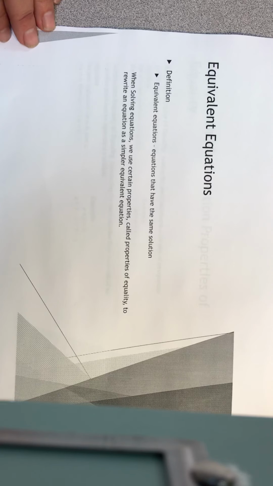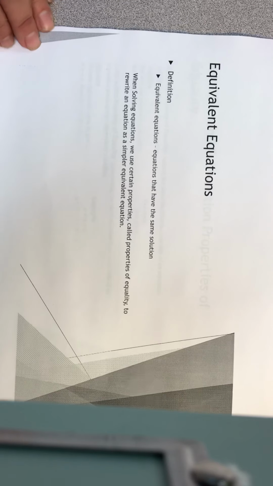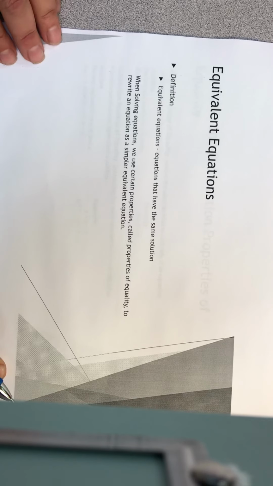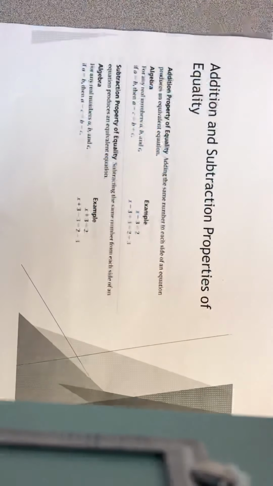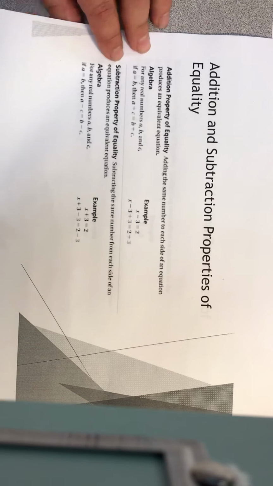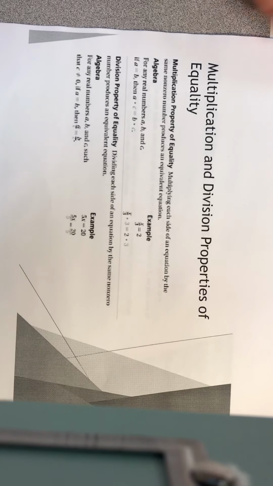Definition of equivalent equations, or equations that have the same solution. When solving equations, we use certain properties called the properties of equality to rewrite an equation in a simpler equivalent equation, right? We want it in the simplest possible form before we try to solve it. Okay, these are the addition and subtraction properties of equality. They're in your book, but you're welcome to stop the video right now and copy them down from here. That's addition and subtraction, and here's multiplication and division.